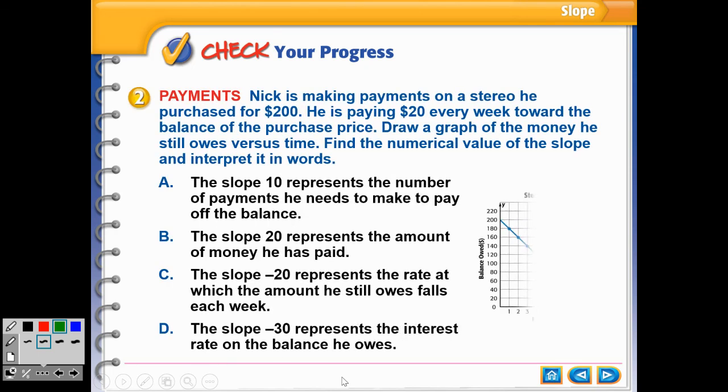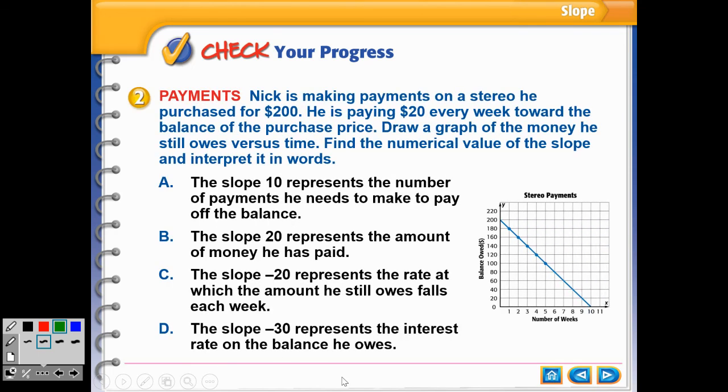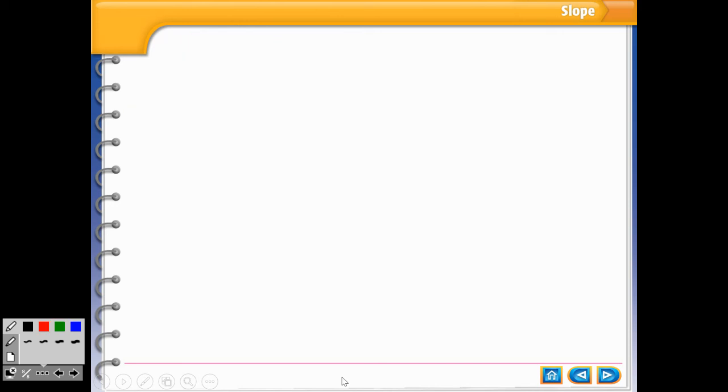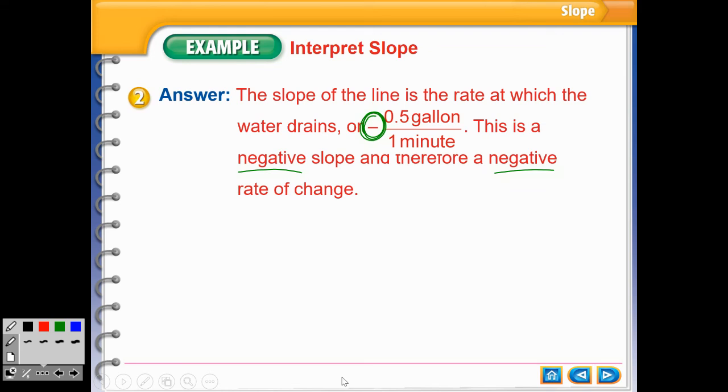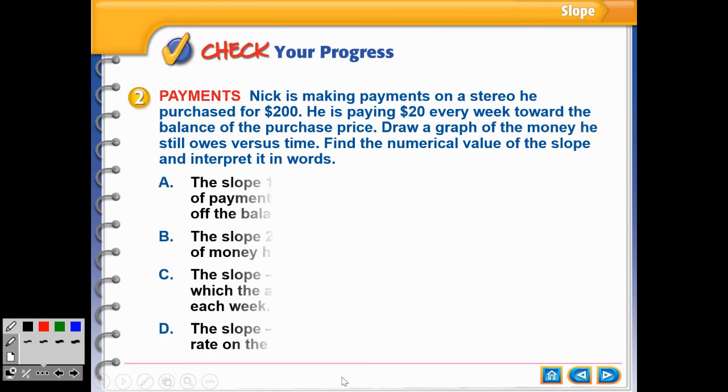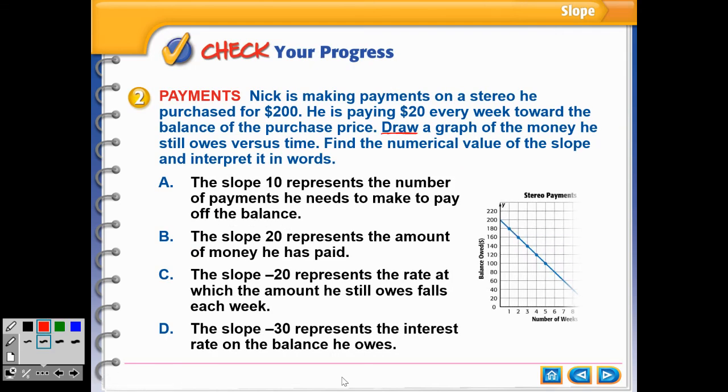Last one for you, folks. I'll give you the graph. Go ahead and pause. So draw, oops, sorry. Let me get back here. Draw is already done. Find the numerical value of the slope and interpret what it means. Pause, come on back when you're ready.